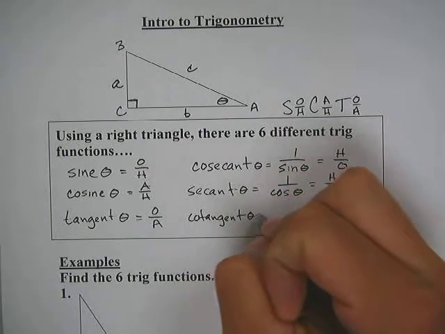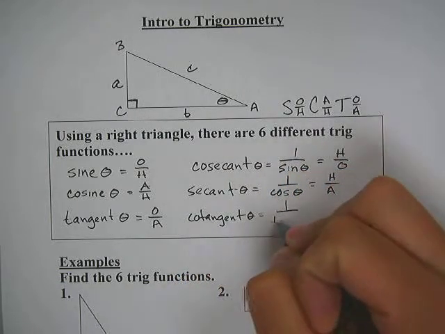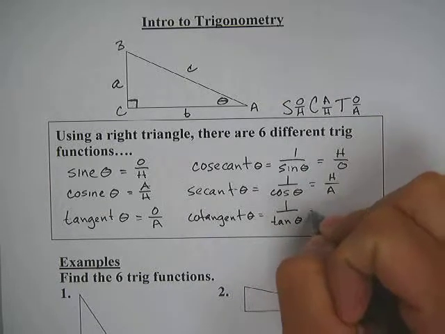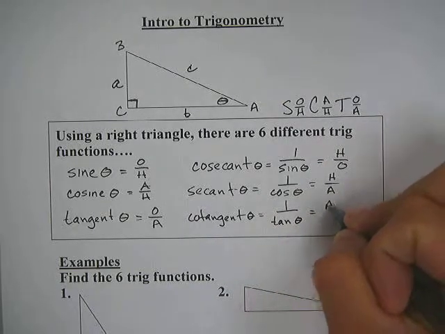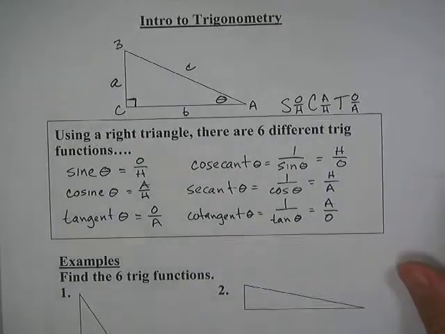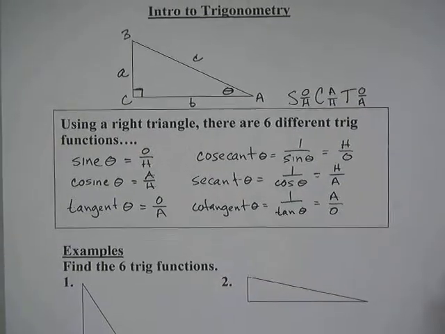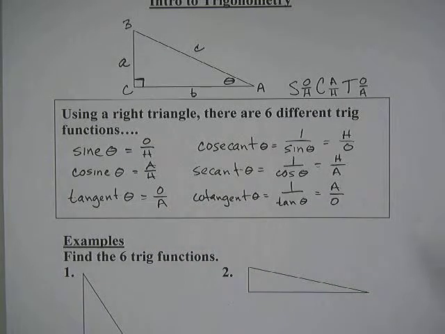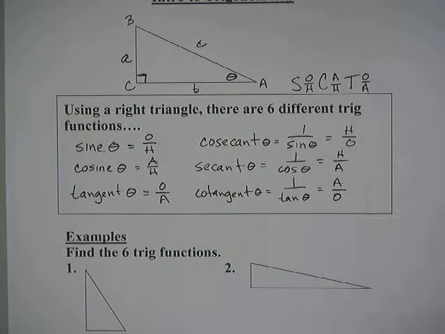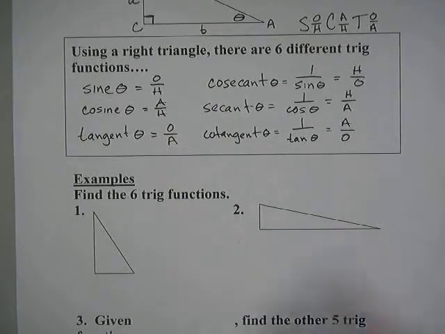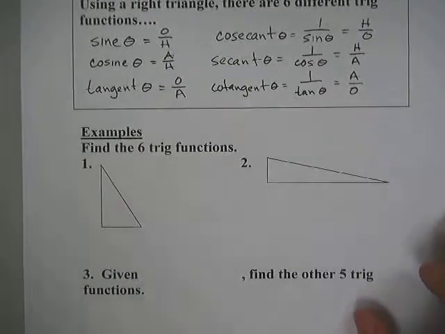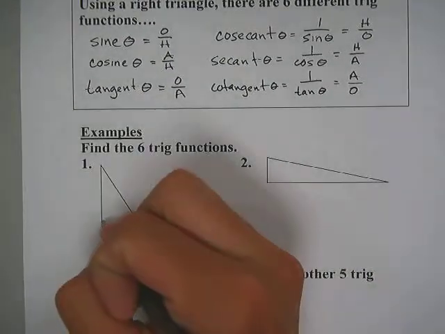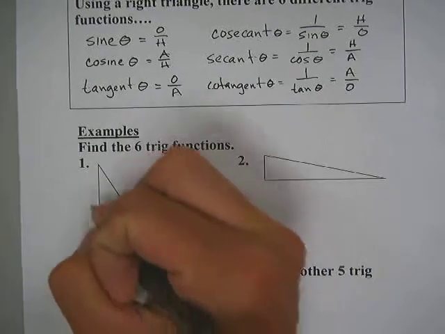And lastly is cotangent, which is 1 over tangent. Tan is the abbreviation. That would be adjacent over opposite. Those are the 6 trig functions that we're going to talk a lot about. Those are things that you definitely should have memorized. So let's do a couple examples and jump right in.